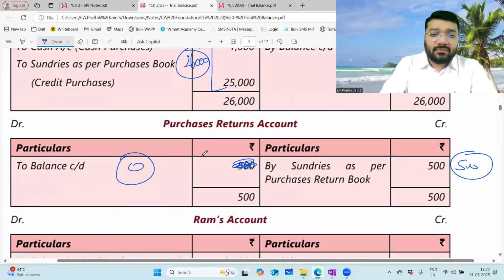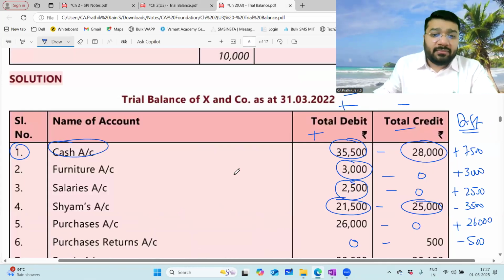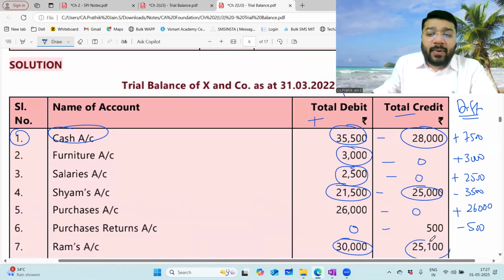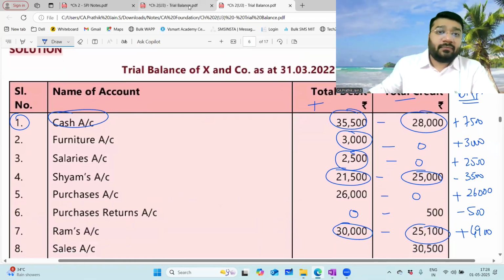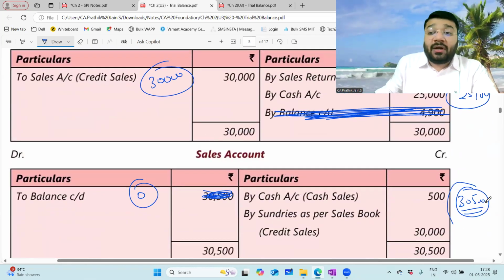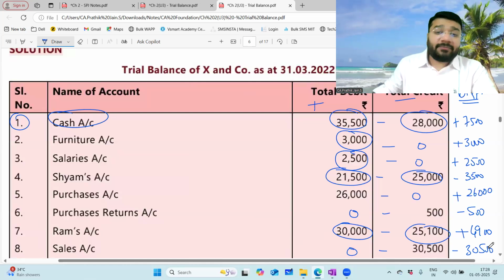Next, Ram's account. Debit column 30,000, credit column 25,100. If I take the difference, what is the net amount? Positive 4,900. Next is sales account. Debit side 0, credit side 30,500. So it is going to be minus 30,500.